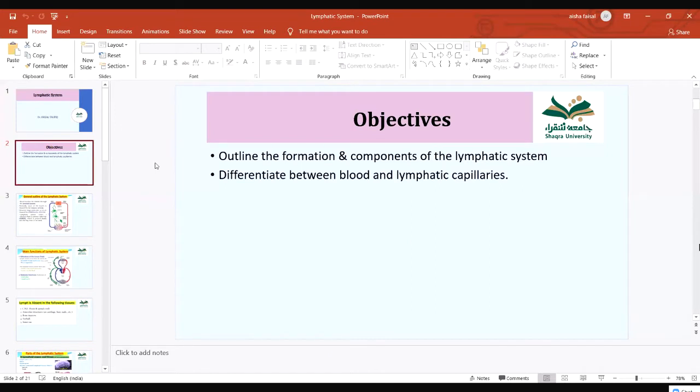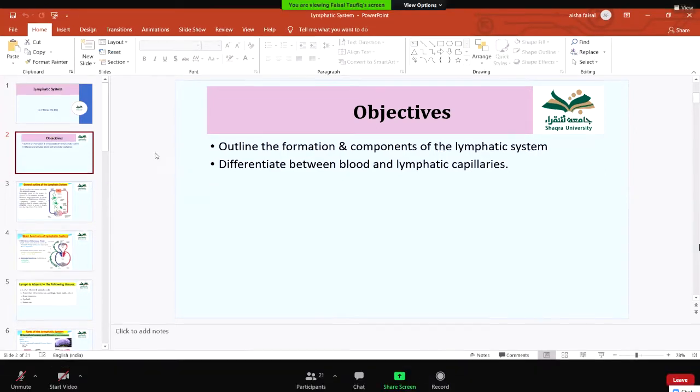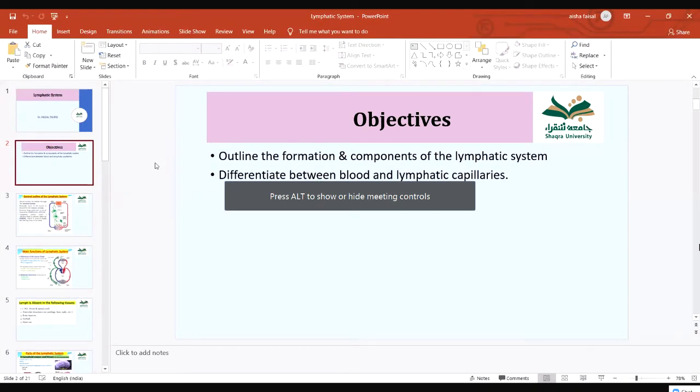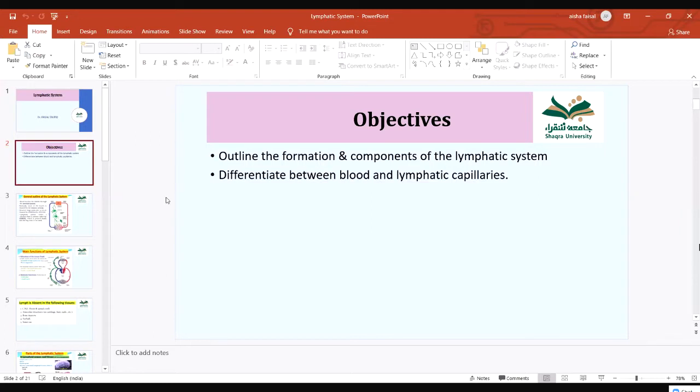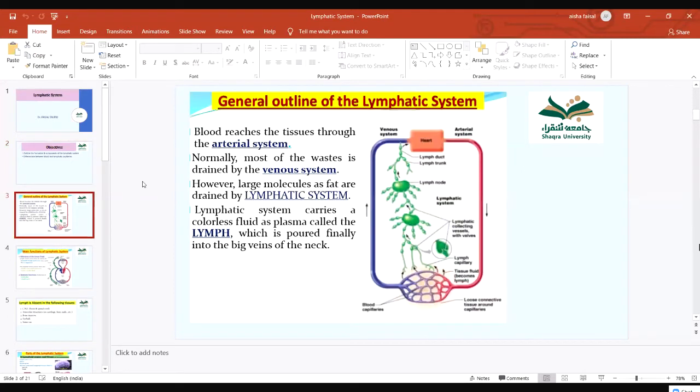So these are the objectives. The outline, the formation, and the various components of the lymphatic system, and what are the differences between the blood and the lymphatic capillaries. Okay. So how the lymphatic system is organized in our body, and how does it work? This is sort of an introductory chapter, so we will try to learn something related to our lymphatic system.